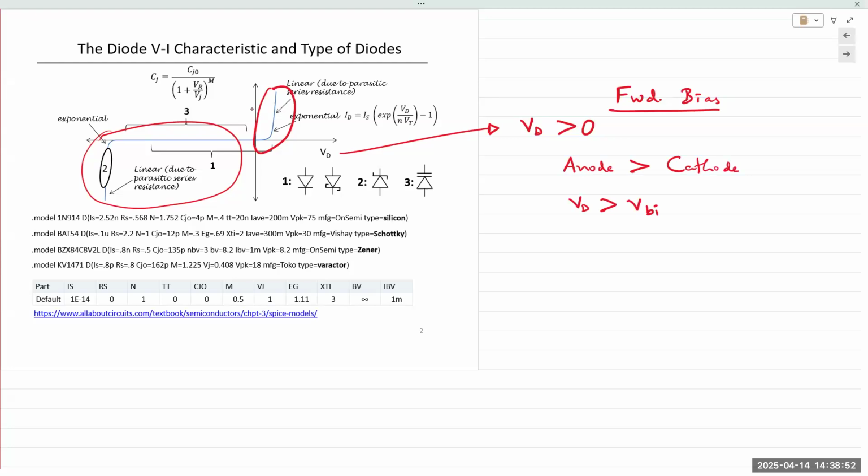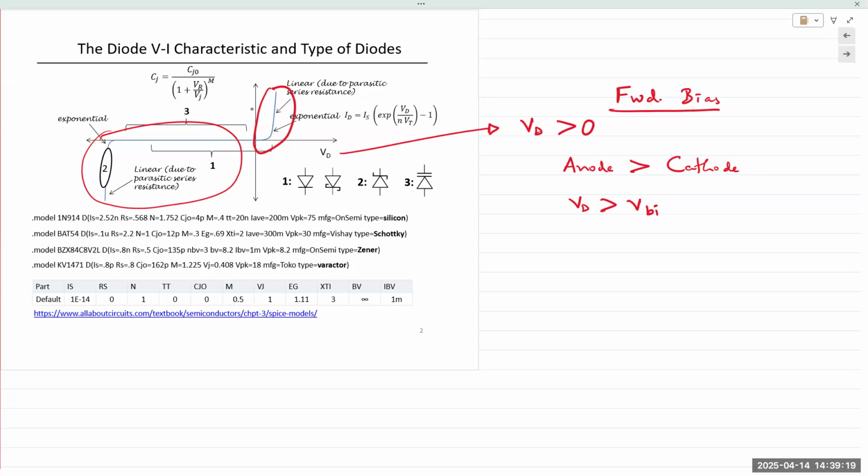So the voltage that we are applying to the diode, first, must hold the anode at a higher potential versus the cathode. And secondly, the diode voltage must be sufficient to overcome the built-in junction potential. For all other cases, the diode is essentially off and it's not conducting.